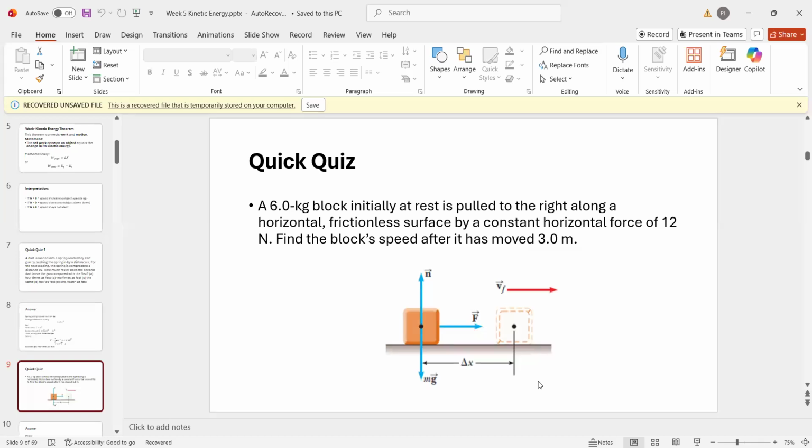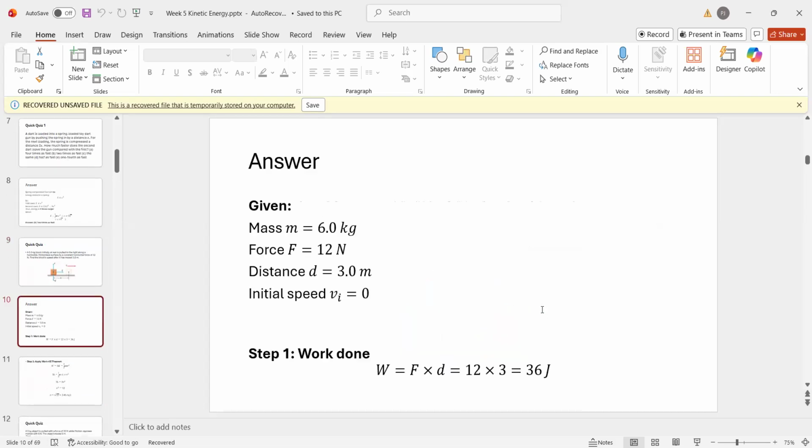A 6.0 kilogram block initially at rest is pulled to the right along a horizontal, frictionless surface by a constant horizontal force. Find the block speed after it has moved 3 meters. So we are looking at this. So this is the block. So let's look at it. What is given in the question? The mass is 6 kilograms. The force is 12 Newton. The distance traveled is 3 meters.